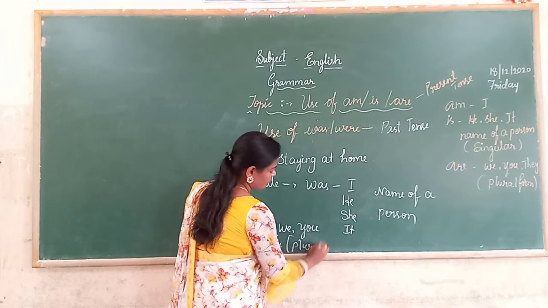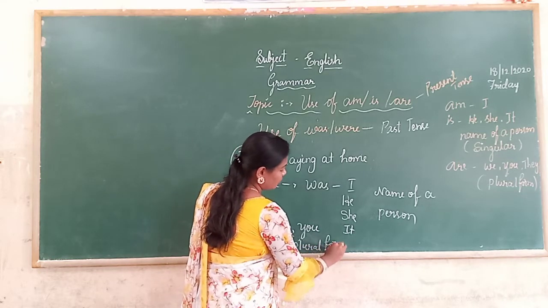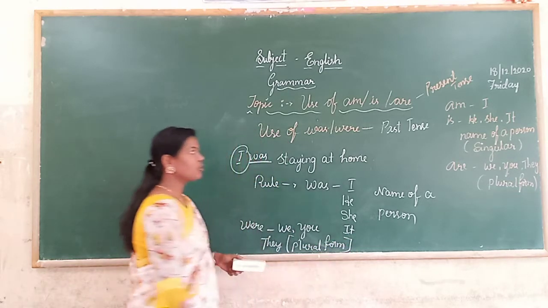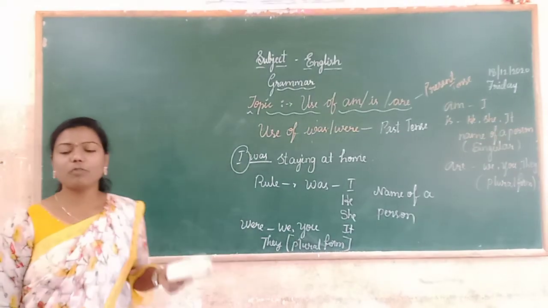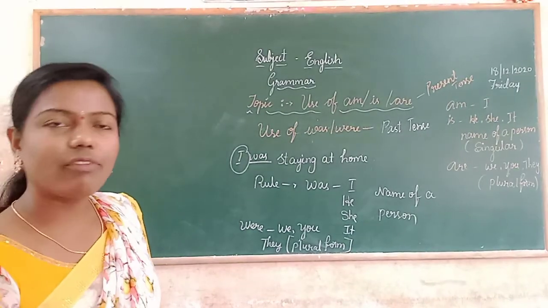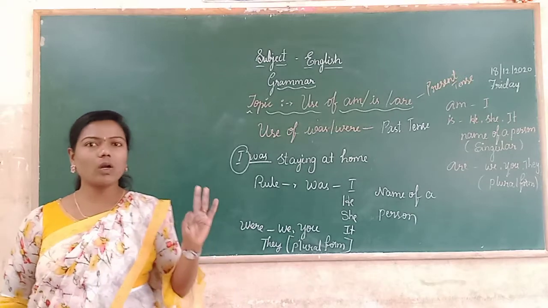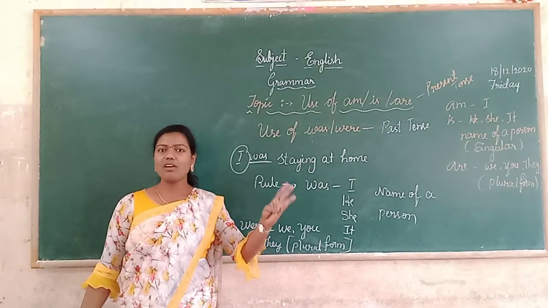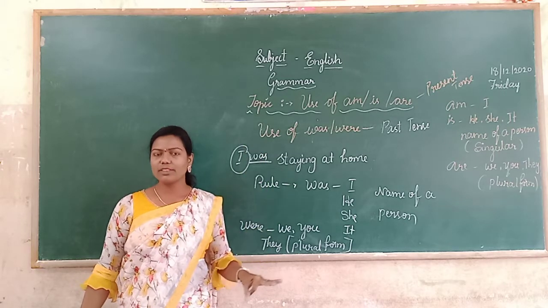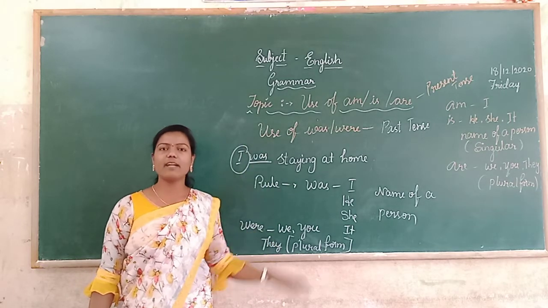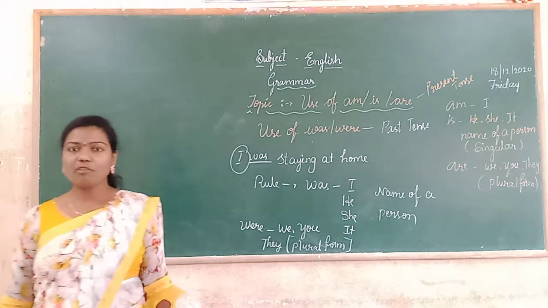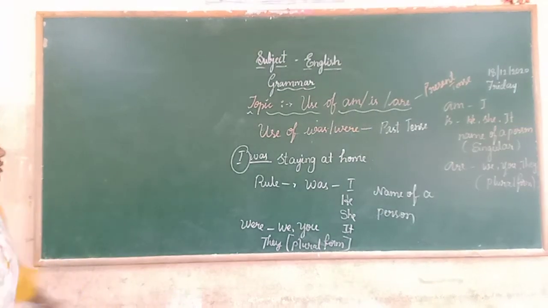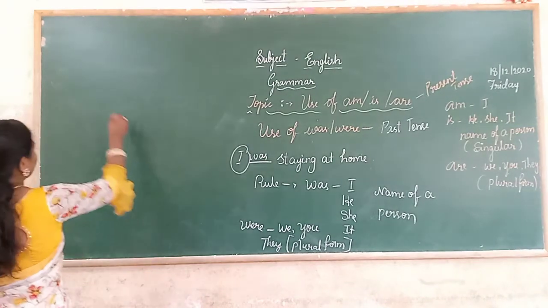Plural form, which stands for are. Remember in your mind, dear student, the be forms are am, is, are, was, were, helping verbs. Am, is and are are used in present tense only, and was and were are used in past tense. Okay. Next one. Let's start the examples.